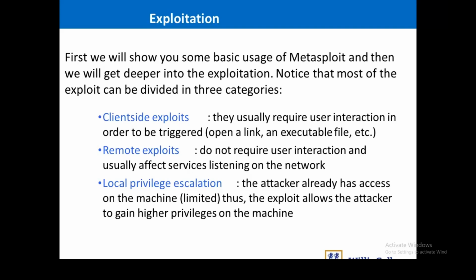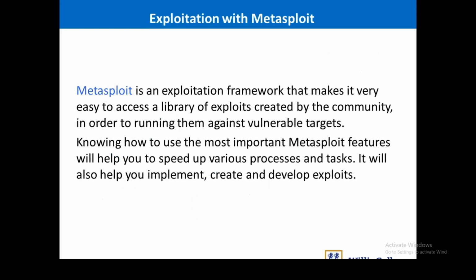Then we have a remote exploit. It does not require user interaction and usually affects services listed on the network. Then we have a local privilege escalation. The attacker already has limited access on the machine. Thus, the exploit allows the attacker to gain higher privilege on the machine.